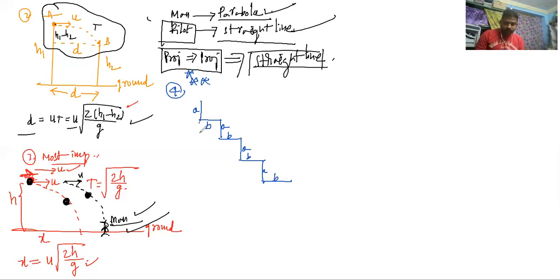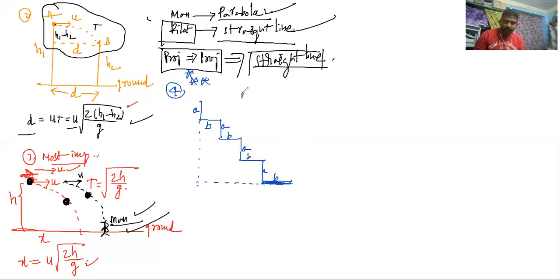I'm just drawing some straight lines here horizontally and vertically. All right. So horizontally and vertically, I have drawn some. This is the final step. Okay. Come here.